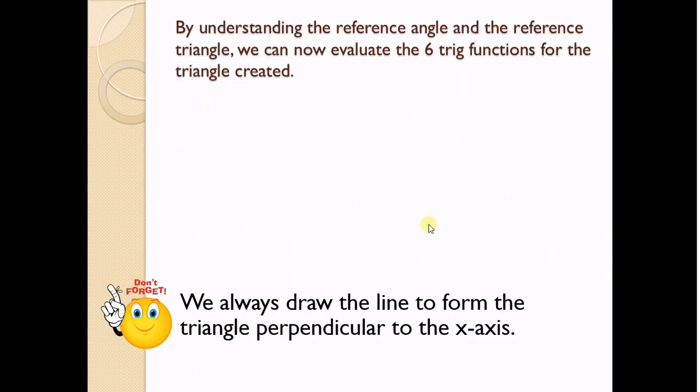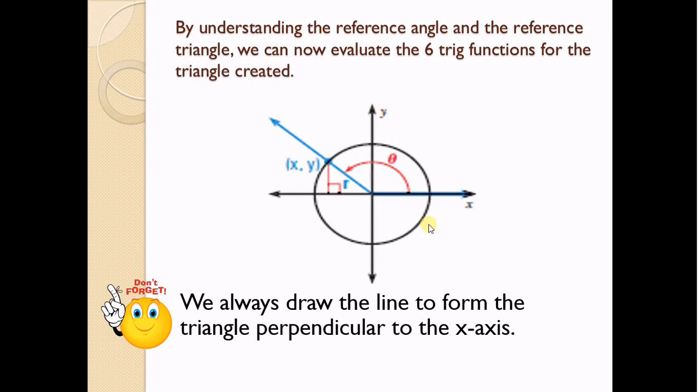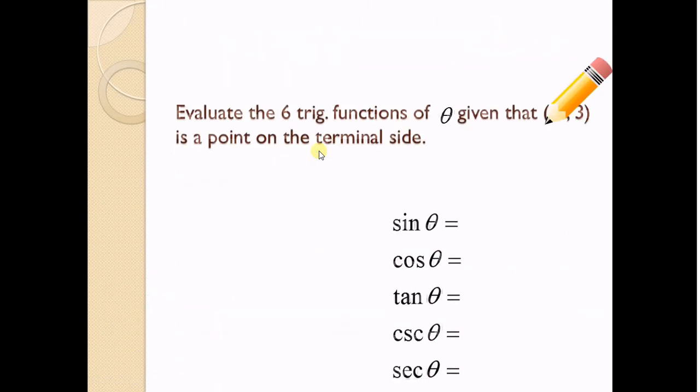Now, what is this going to do? By understanding the reference angle and reference triangle, we can now evaluate these 6 trig functions for the triangle that we create. So here I have this angle that's been swept out right here, theta degrees. They created a reference triangle, dropped it down perpendicular to the x-axis. Don't forget that. And now I have this xy point right here, right? What's really kind of cool about this is that x and y relate to the sides of this triangle. So let's take a look at how this looks.